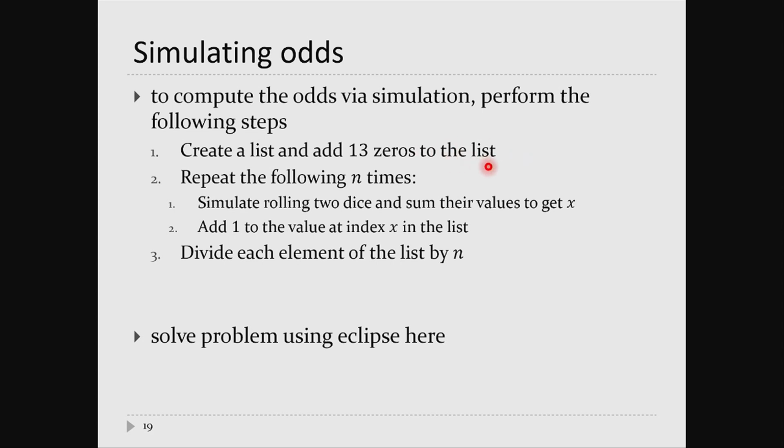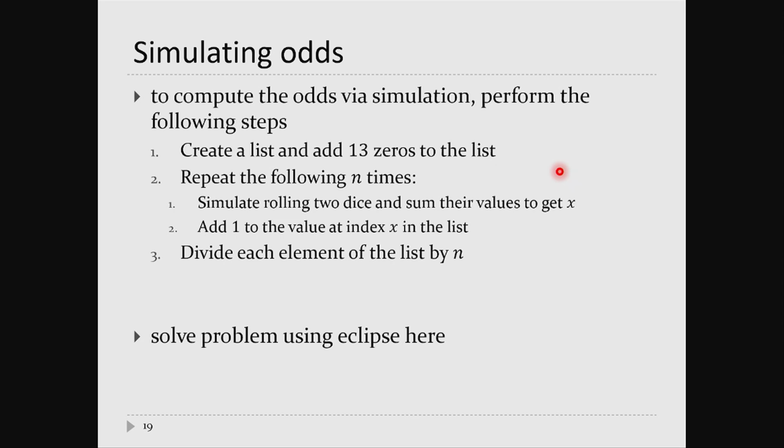If you wanted to, you could just put 11 in, and then the element at index 0 would be the number of times you rolled a 2, and the element at index 10 would be the number of times you rolled a 12. But it's a little easier just to use the values in this case.